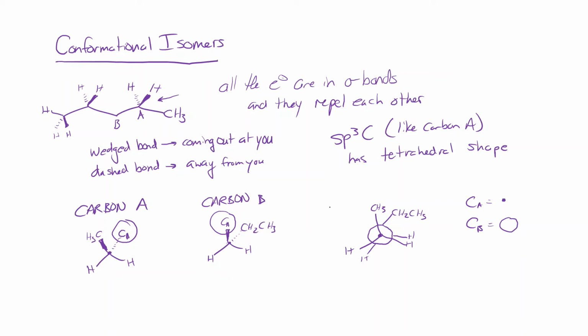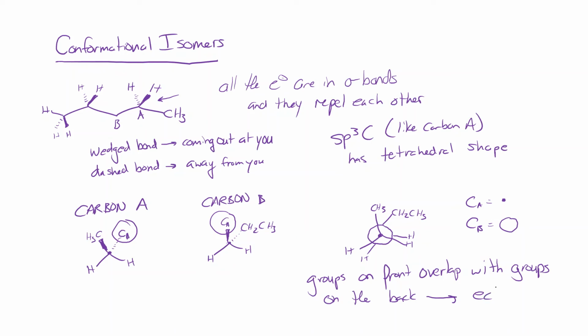And what we know is that when electrons are in sigma bonds, they repel each other. And what we're going to see is that if we line these up like this, where all the groups on the front carbon overlap exactly with groups on the back carbon, this is called an eclipsed conformation. Eclipsed conformation, right? It's like an eclipse.